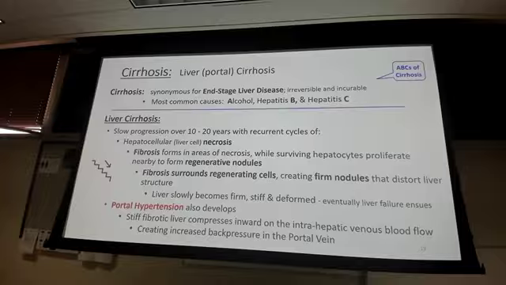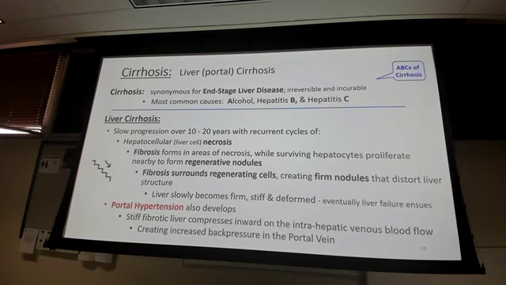But the problem is that this scarring that occurred kind of traps them in their place, and so they can't regenerate like they're supposed to. As a result, with these regenerating hepatocytes being trapped by the scar tissue, you're going to start getting these nodules, these trapped hepatocytes. And I'll show you a picture here in a sec.